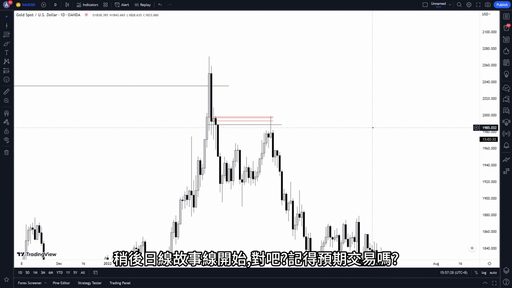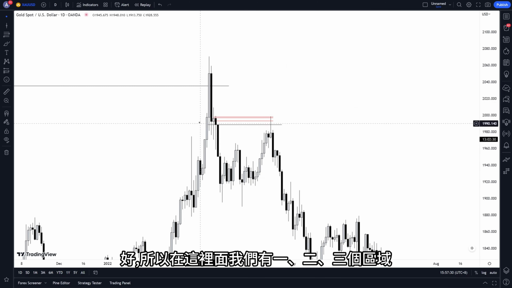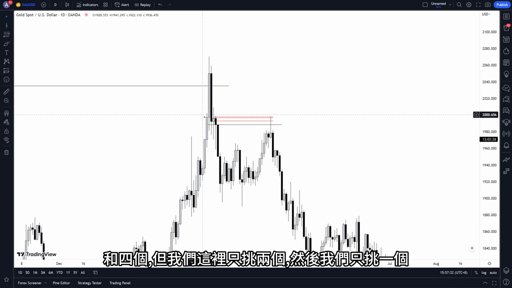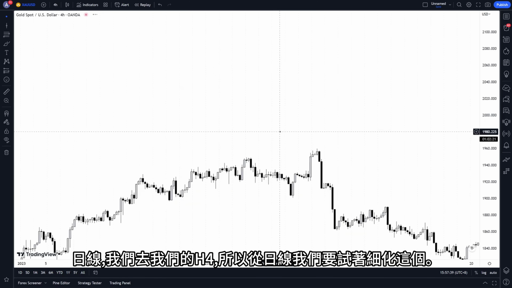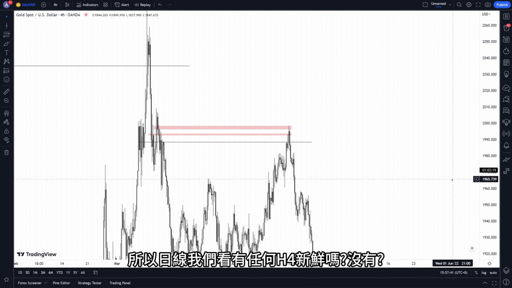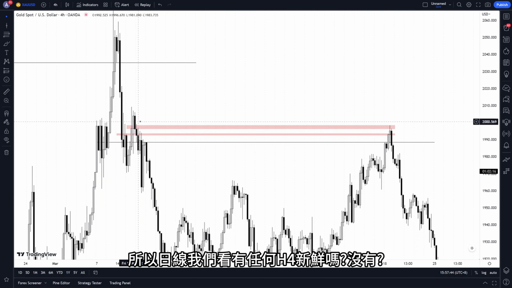Remember the anticipation trades? Okay, so inside this we have 1, 2, 3 zones and 4, but we only pick 2 here, and then maybe we just pick 1 in here. So let's say there's 2. So instead of waiting for a daily reject daily, we go to our H4. So from daily, we're going to try and refine this. So from daily, we see, is there any H4 fresh?